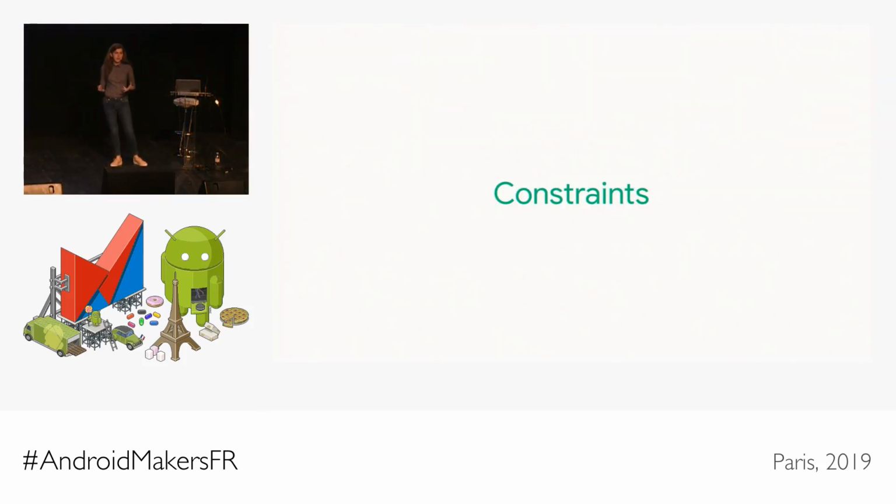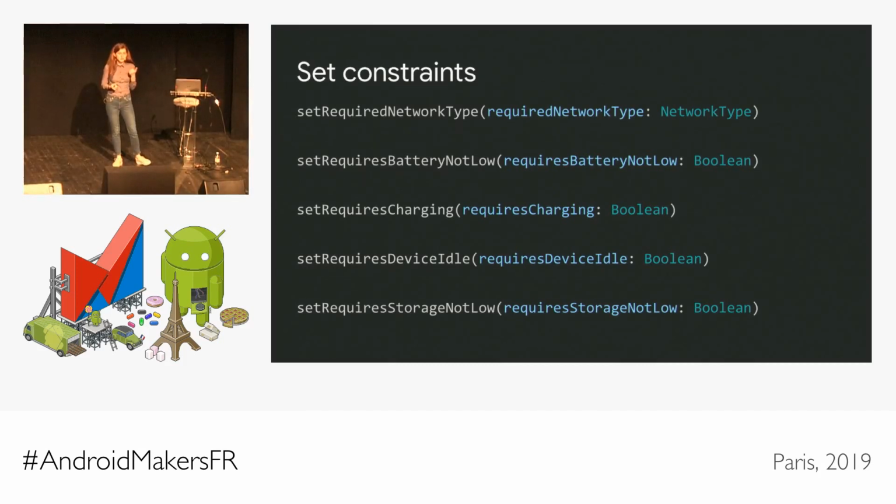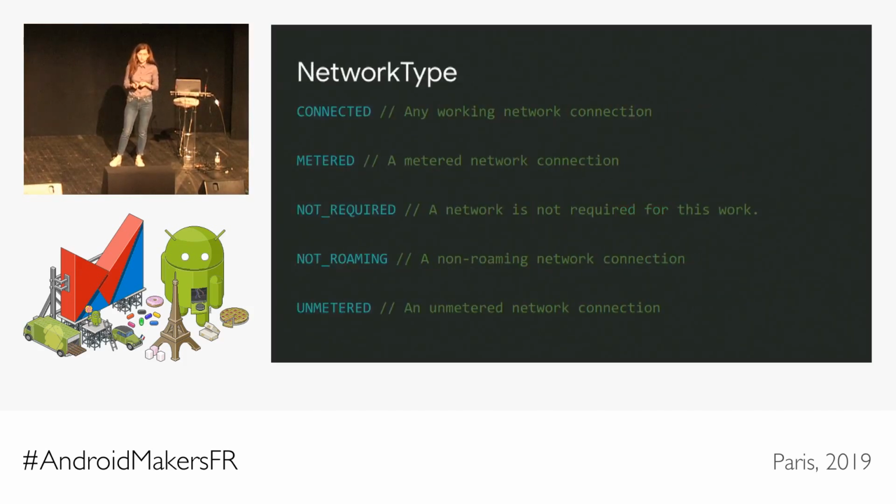Okay, so we define our tasks. We specify what kind of task should be done, or it could be a one-time request or a periodic work request. And sometimes maybe we are interested to run our tasks in some specific conditions. In WorkManager, we have this possibility by using constraints. And these constraints are related to the network connectivity, to the battery level, or the device storage, or we could also check if the device is idle. And also we could check if our device is charging right now.